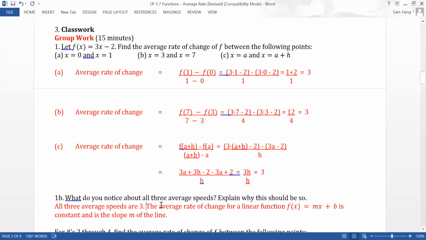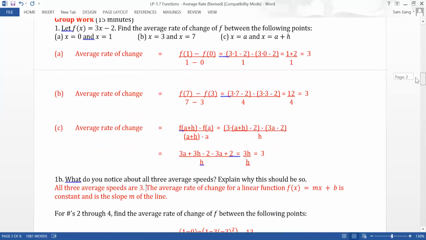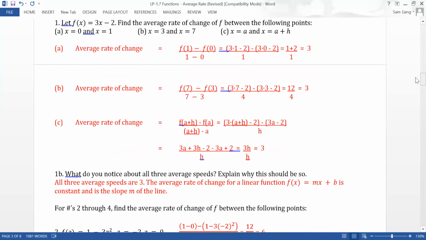And then the explanation for that is the average rate of change for a linear function f of x equals mx plus b, or y equals mx plus b, is constant and is the slope m of the line, right? So as you can see, it's the slope 3, which matches up with our answers, as it should. If you need to copy down any of these solutions, please pause the video here. Otherwise, I'll move on to question 2 through 4.